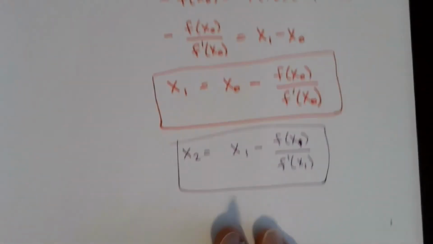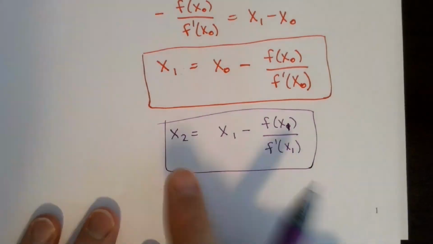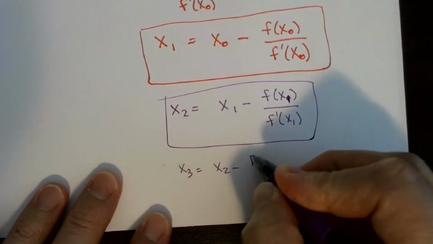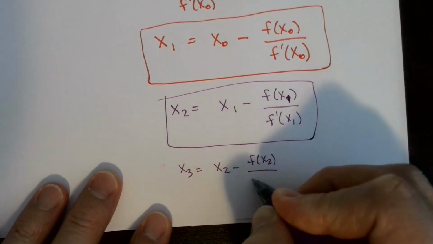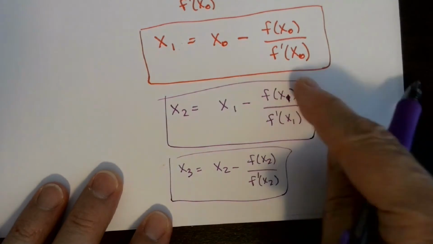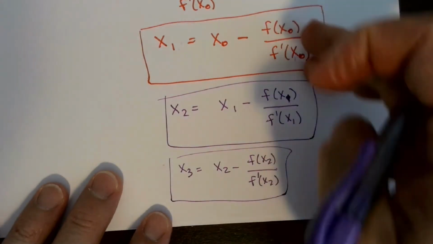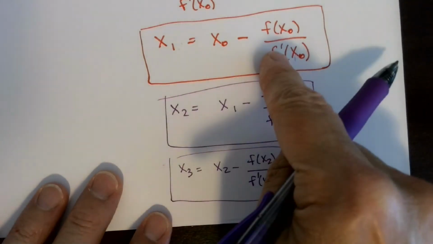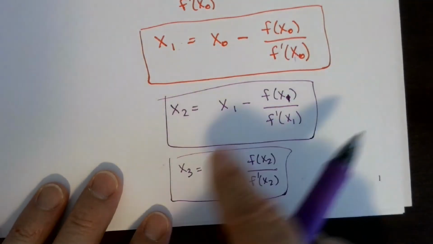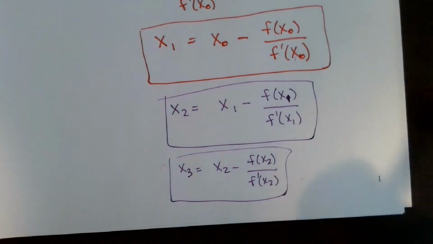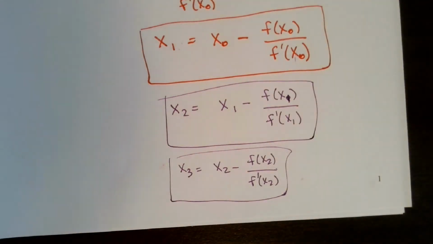And each time that I do that, what's x sub 3 going to be? x sub 3 will be x sub 2 minus f of x sub 2 over f prime of x sub 2. It's the same formula, but it's building up, right? It's an iterative process. To get x sub 1, you need x sub 0. To get x sub 2, you need x sub 1, and so on. So we work our way through this. This is what is known as Newton's method.